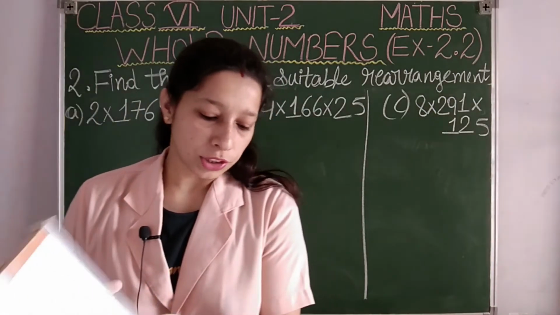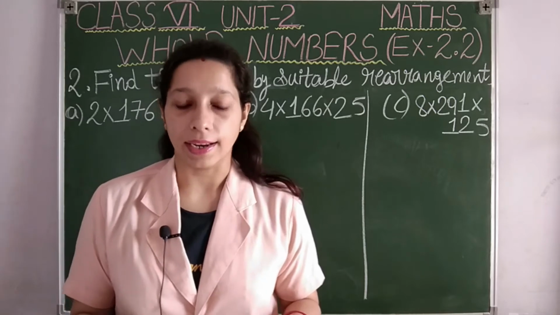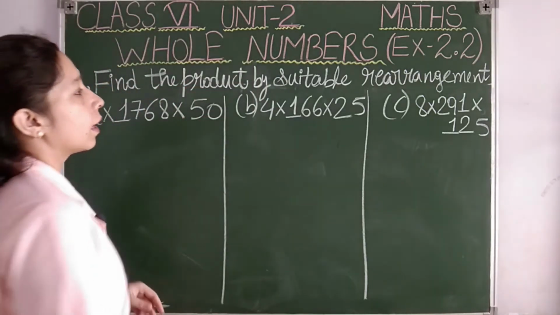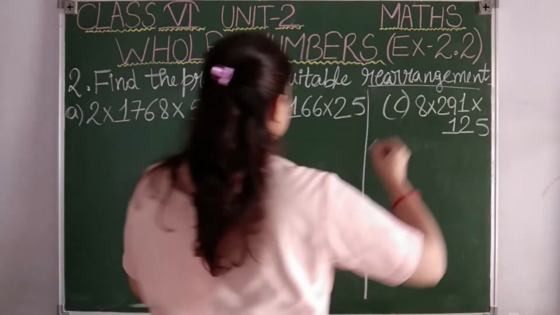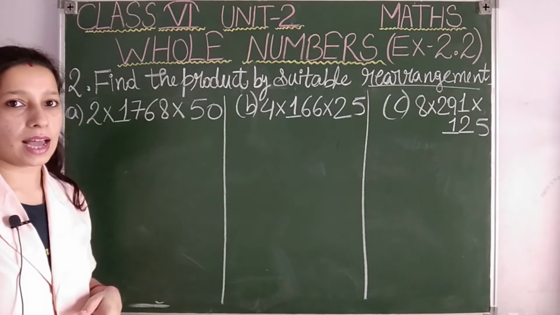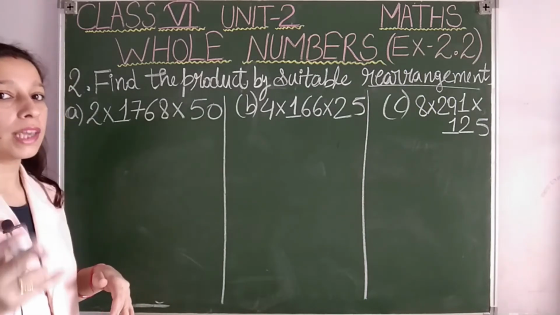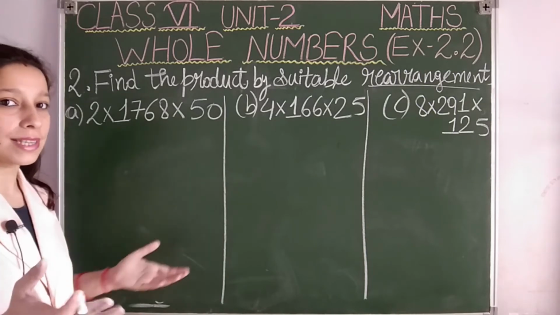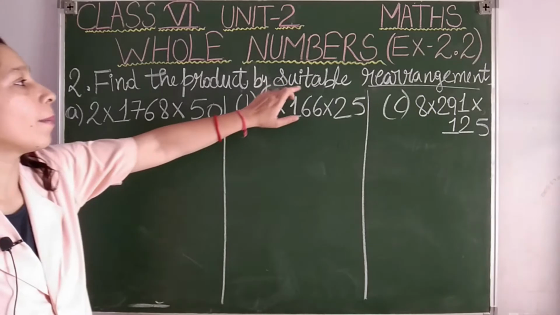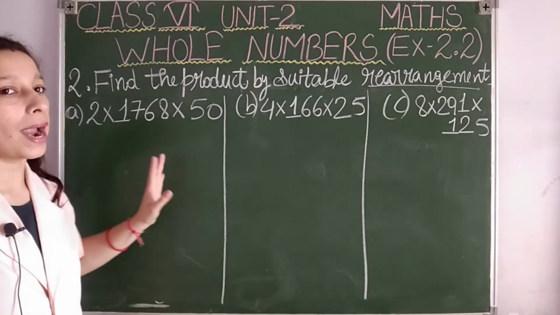So students, question number 2, find the product by suitable rearrangement. Okay, so here you are going to find the product again by suitable rearrangement. Students, means just don't simply take 3 numbers and multiply and get the answer. If you are solving the question simply without using any property, even if your answer is correct, you are not going to get full marks. So always remember, whenever it is given suitable rearrangement, means use a property to add or multiply.